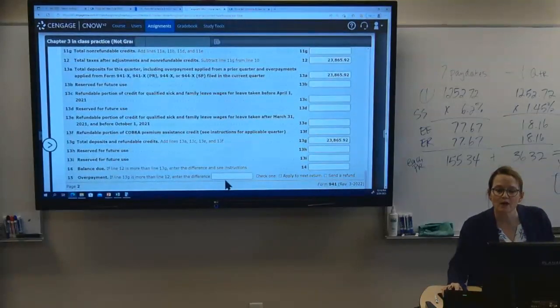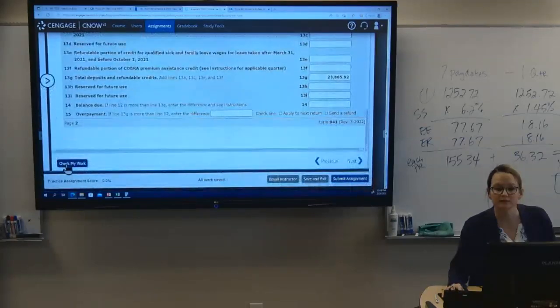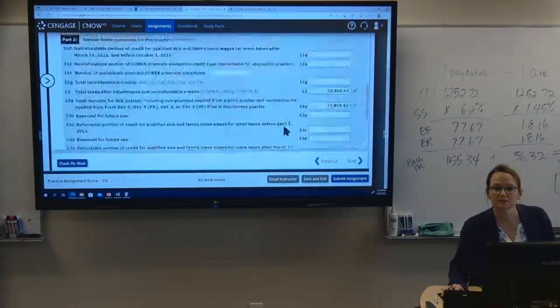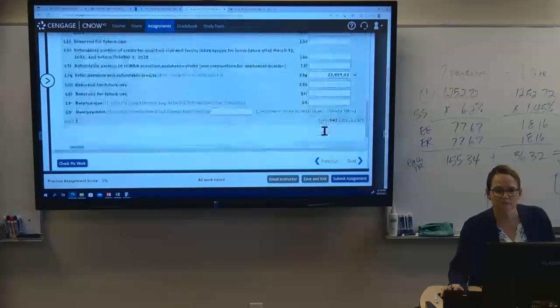Balance due, if line 12 is more than 13G, it's not, enter the difference. See the instructions, overpayment. If 13G is more than line 12, enter the difference. So this is if you, again, not due to rounding, right? We're not looking for a 4-cent refund, right? That's only due to rounding. And now we'll check my work. Let's see if it wants, okay. To match the individual amount.